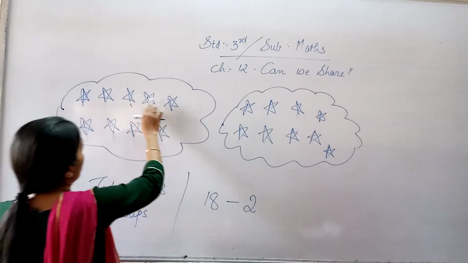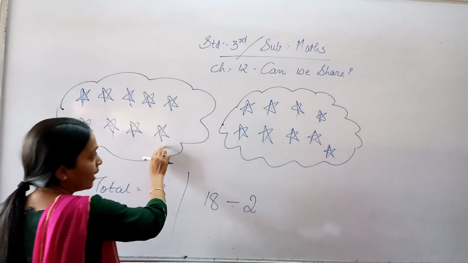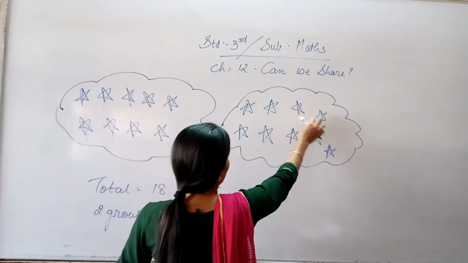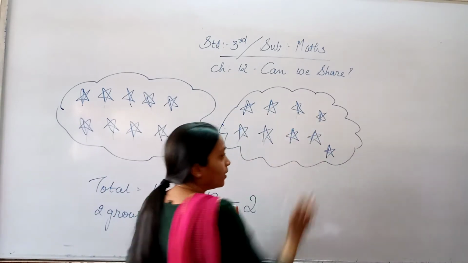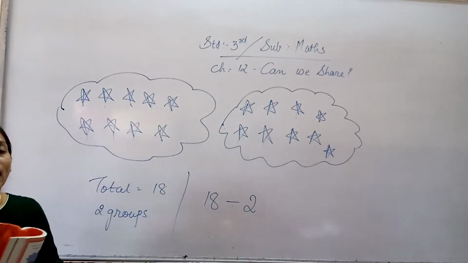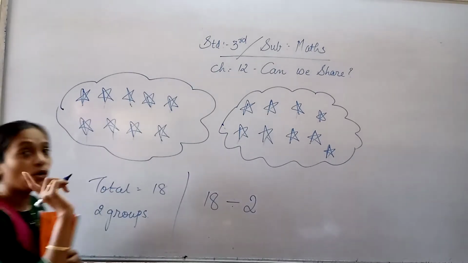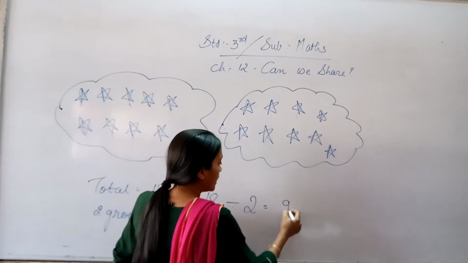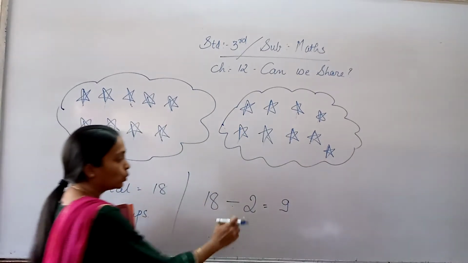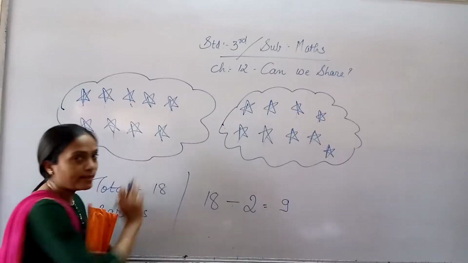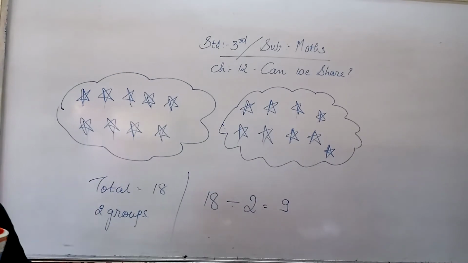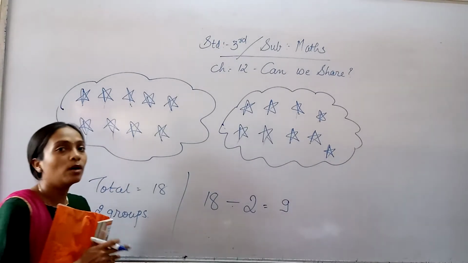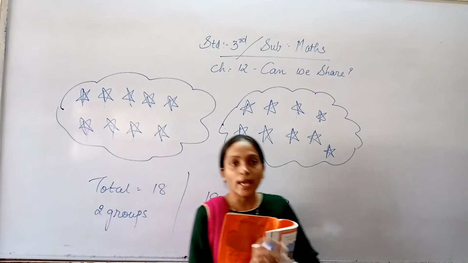1, 2, 3, 4, 5, 6, 7, 8 and 9. In each group how many stars are there? 9. So 18 divided by 2 is equal to 9. 2 nines are 18. Okay, for this you should know the tables from 0 to 10.